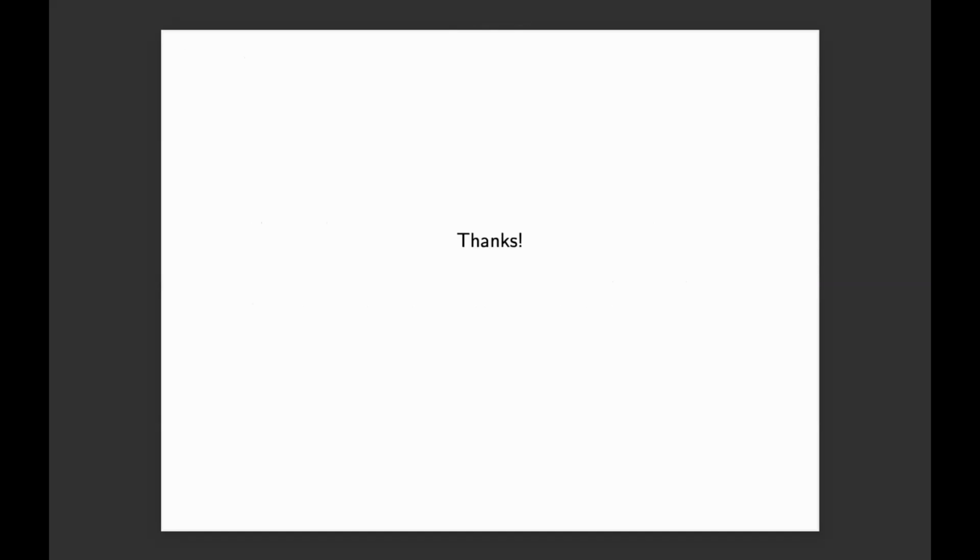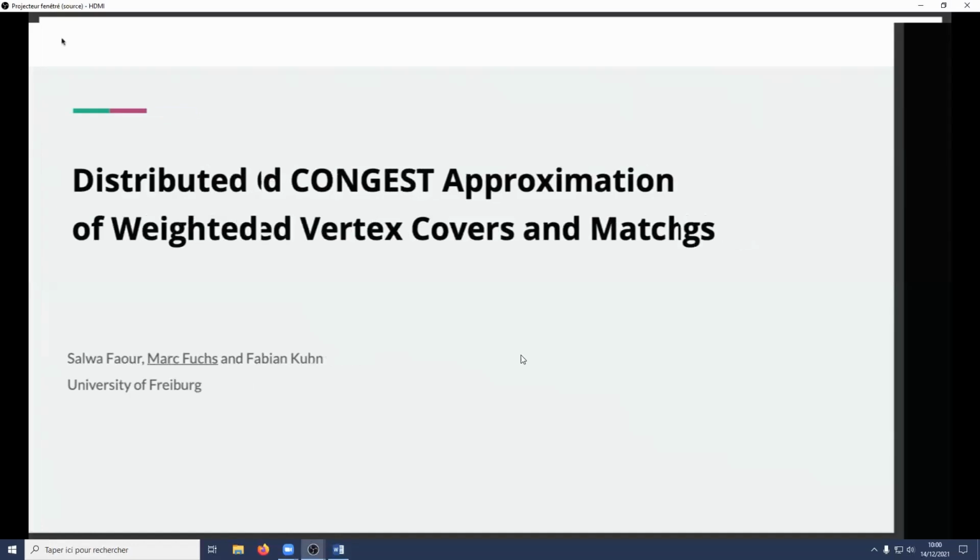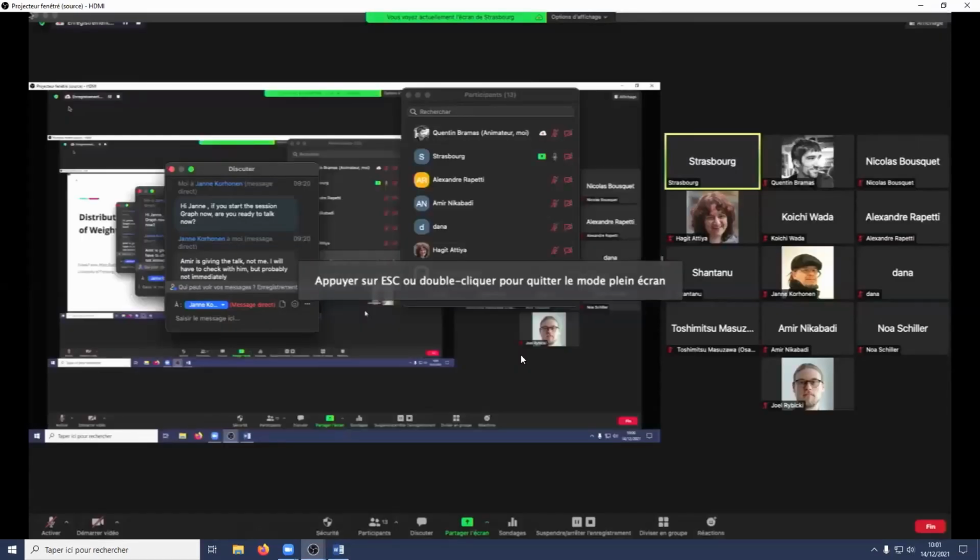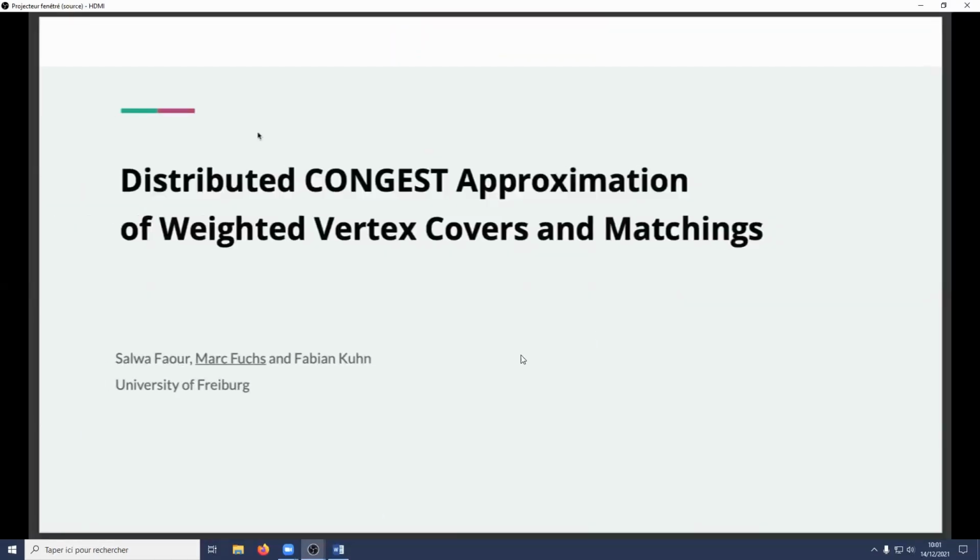Thank you. So okay, so it's about distributed CONGEST approximation of the weighted vertex cover and matching. So how is yours?